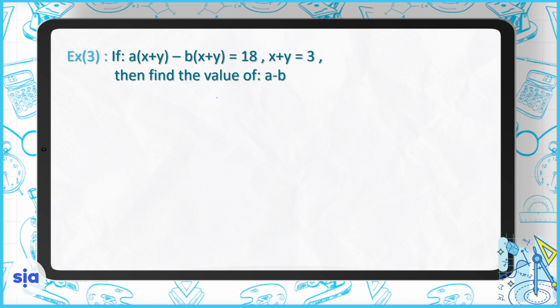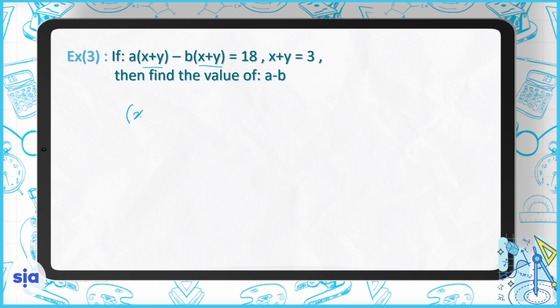Exercise number 3 says, if a times x plus y minus b times x plus y equals 18, and x plus y equals 3, how can we find the value of a minus b? Let's now think of factorizing. The x plus y is a bracket that is in both terms.